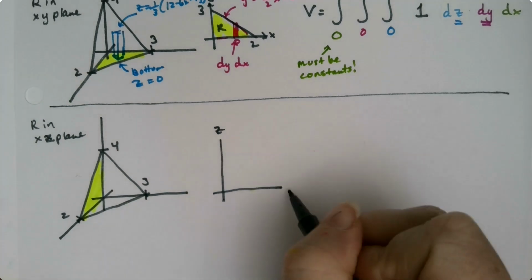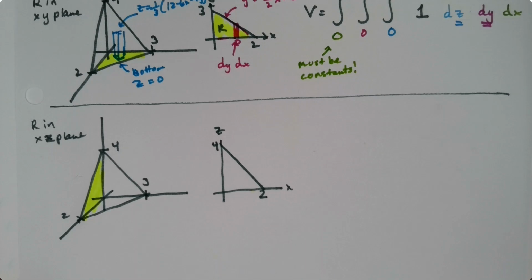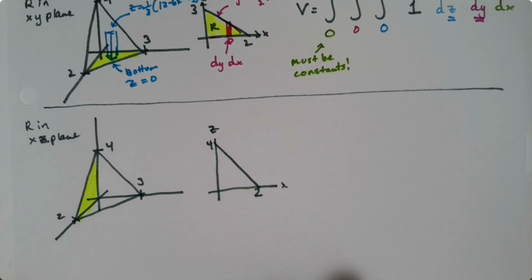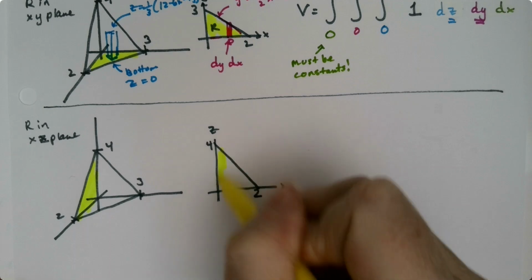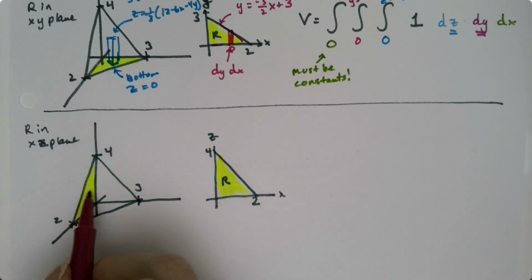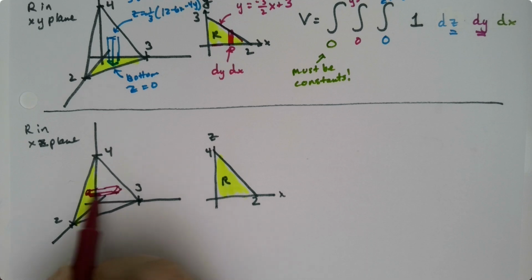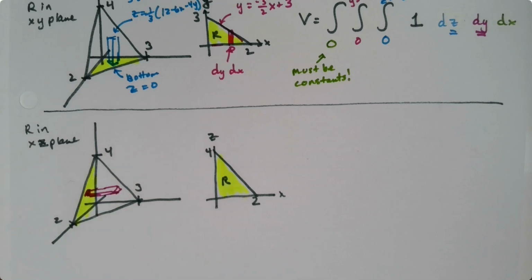So this is z, this is x. So this is 4, and this is 2. Okay, so there's our region, R. Okay, so now we want to think about our pillars that are sticking in there, right? They're going from a y value over here all the way out to over here, right? So you have your pillars going from that plane over here out and then hitting the surface.